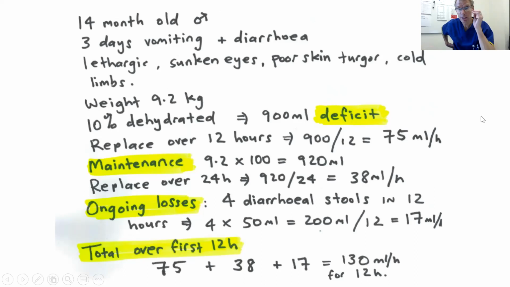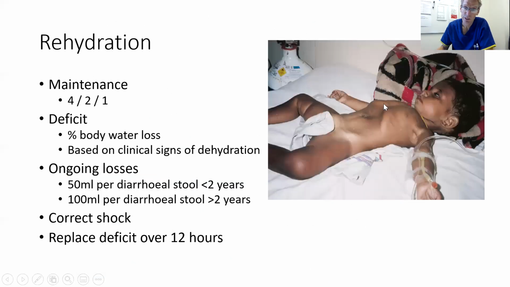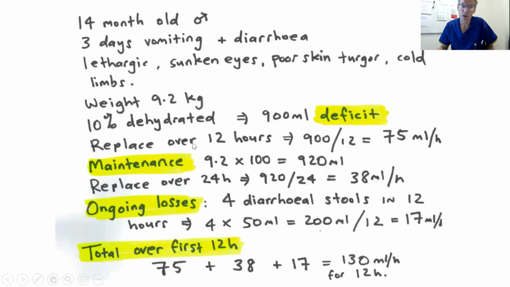And as I said, you can see that this boy is at least 10% dehydrated. So 10% of 9.2 kilos, remember 9 kilograms is 9,000 mils of water, right? 9,000 mils. So 10% of that is about 900 mils. So you can calculate this boy's deficit as being 900 mils. This boy has severe dehydration, he would have lost at least 900 mils in the 3 days that he had diarrhea. And as I said, you want to replace that deficit over about 12 hours.